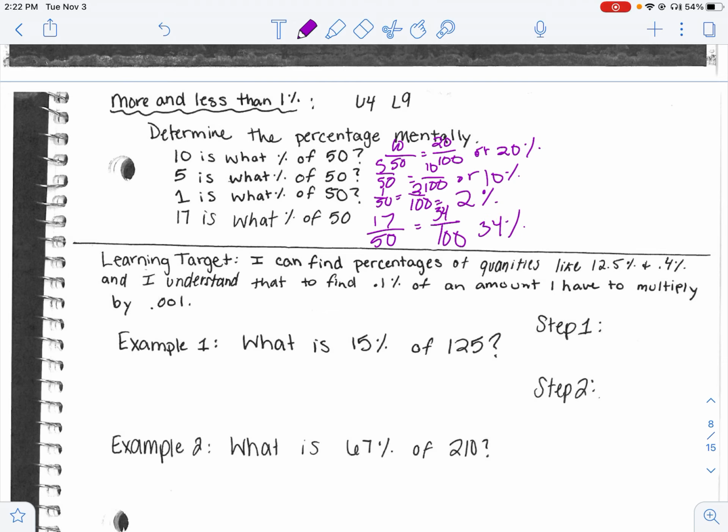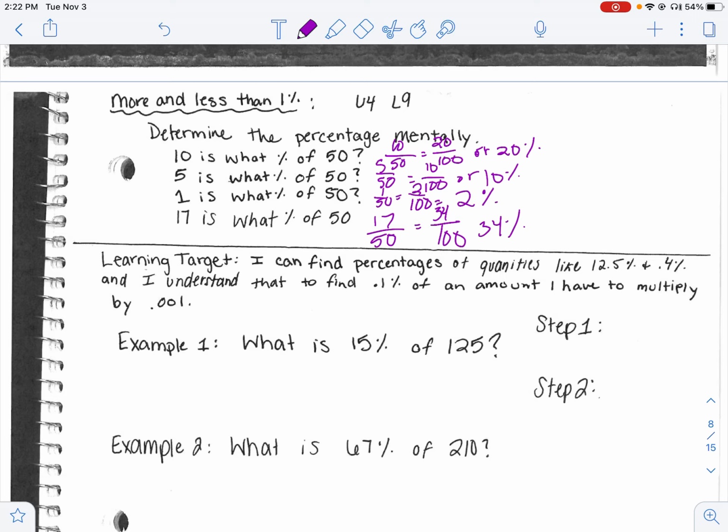So the learning target for today is I can find the percentages of quantities like 12.5% and 0.4%, and I understand that to find 0.1% of an amount, I have to multiply it by 0.001. So example 1, what is 15% of 125?